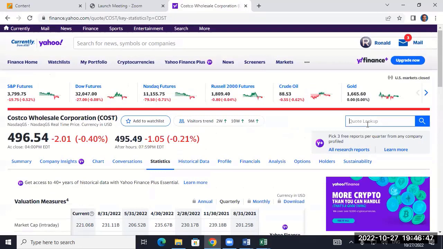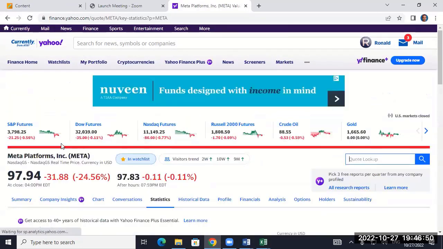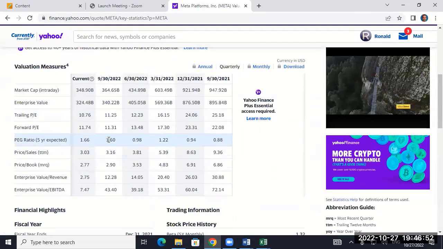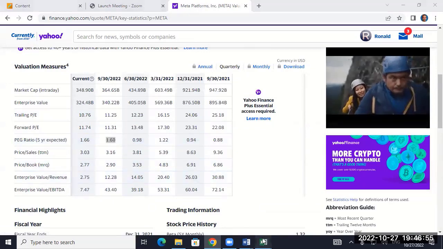What about a firm like Meta? They still have positive earnings, so they should have a PEG ratio. Look at that PEG ratio. Doesn't that look really, really low?